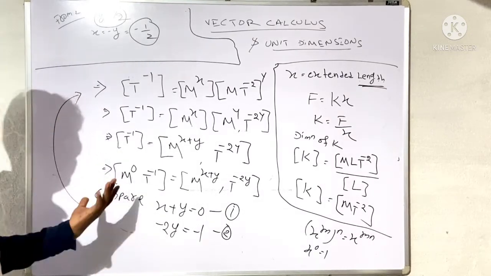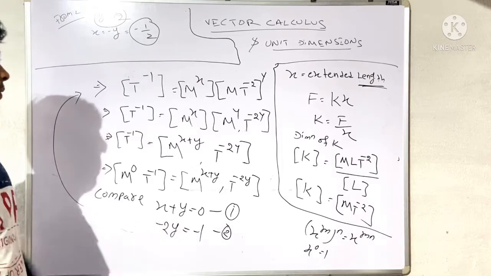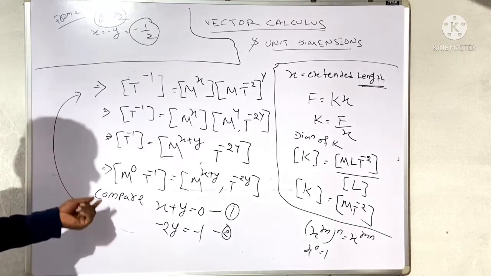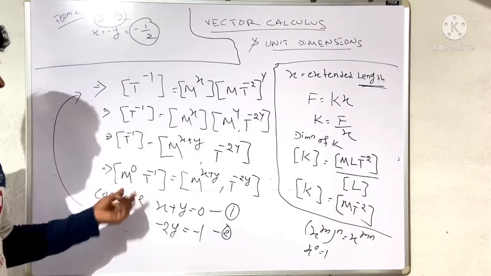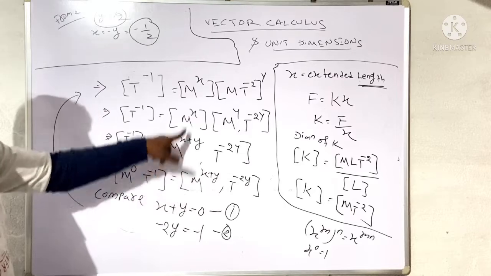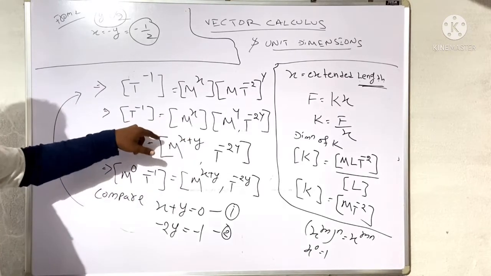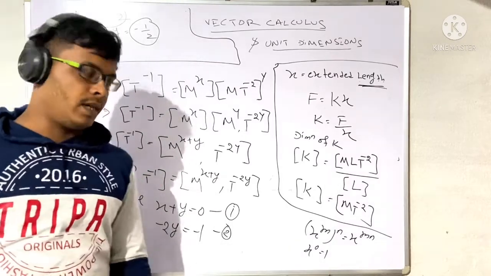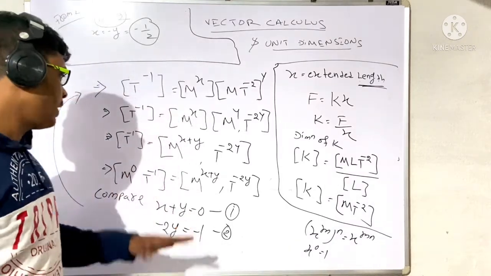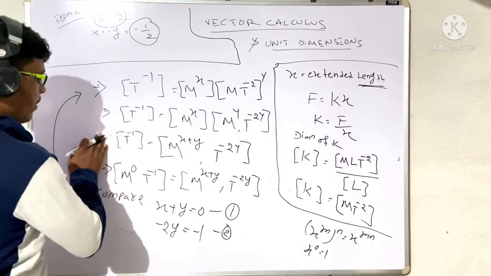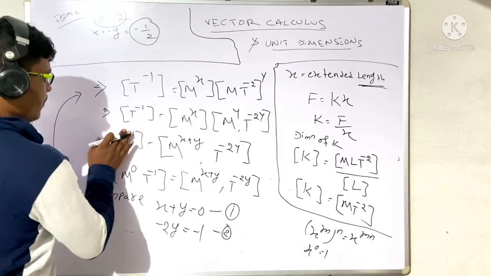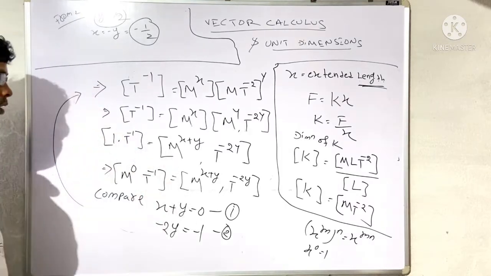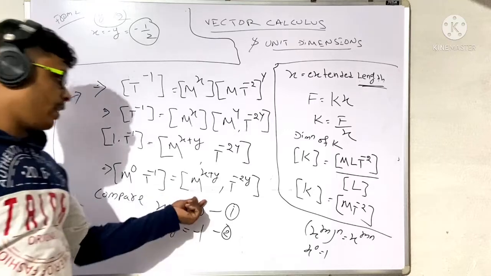So try to revise again. If there is any problem, then comment to me. Remember, I have taken m to the power 0 here because m is here, but there is no m. Since there is no m, we can multiply by 1, because whatever we multiply with 1 gives the same value. So t to the power minus 1 you can also write as t to the power minus 1 times 1, and that 1 is your m to the power 0. Okay, because m is there.